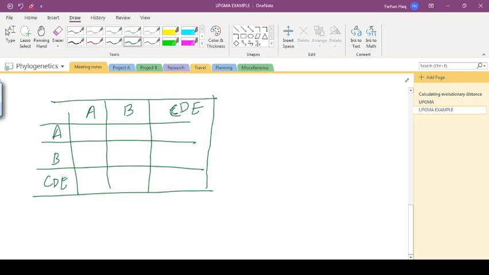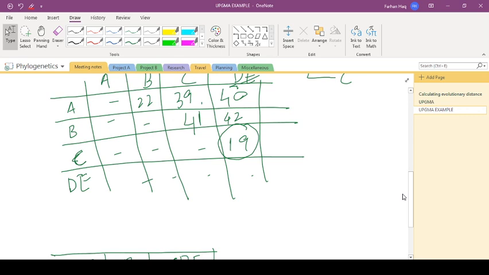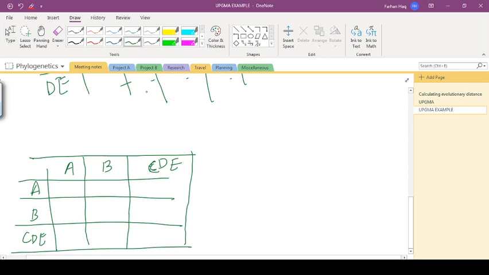Right, so this is the matrix. Now what will be the difference here? If you look into the previous section again, the distance between A to B was 22. So you'll write 22 here. And the distance A to C was 39, and A to DE was 40. Right. So we will write 39 plus 40 divided by 2.